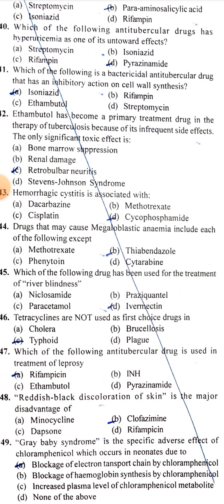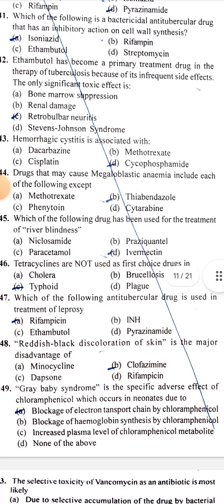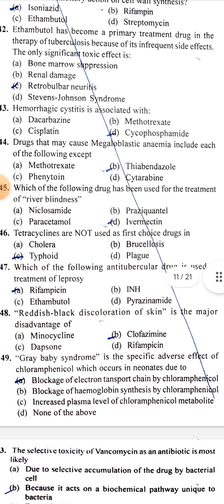Hemorrhagic cystitis is associated with cyclophosphamide. Drugs that may cause megaloblastic anemia include each of the following except thiabendazole. Which of the following drugs has been used for the treatment of river blindness? Ivermectin. Tetracyclines are not used as first choice drugs in typhoid. Which of the following antitubercular drugs is used in the treatment of leprosy? Rifampicin. Reddish black discoloration of skin is the major disadvantage of clofazimine.